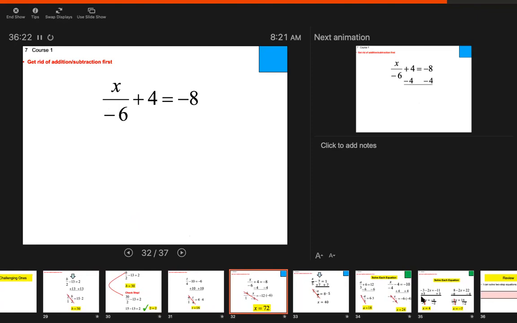Which one are we going to get rid of first? -6 or 4? -6. Because I said that get rid of division first is easiest. If we decide to get rid of the -6, what must we do, Gavin? No, but I would have to multiply the first thing times -6, the second thing times -6, and the last thing times -6. It can be done.